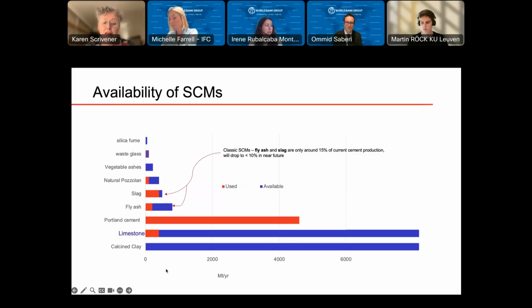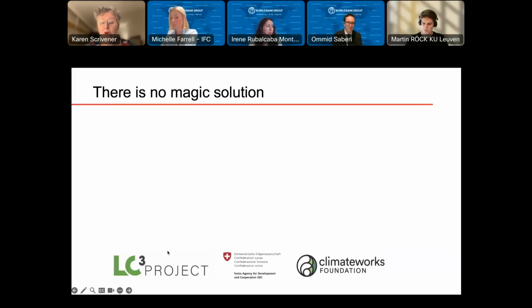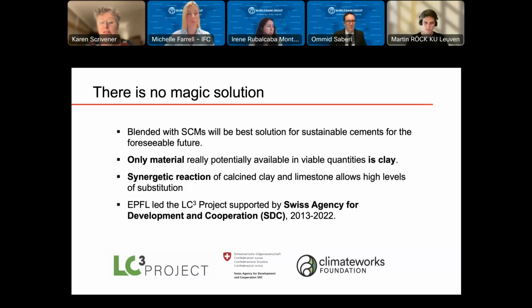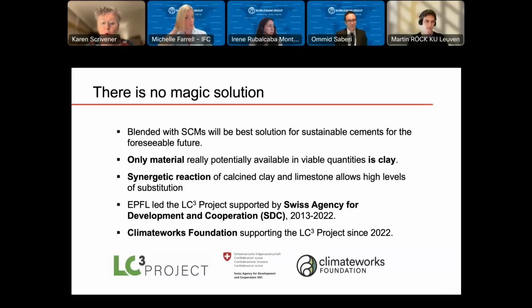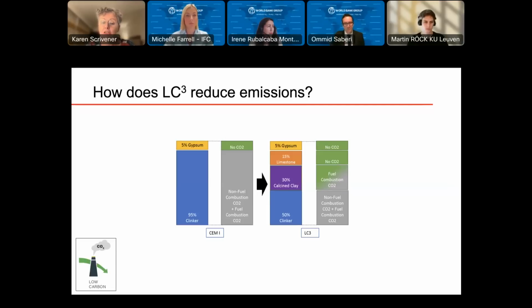If we take clays, which can be calcined, and we mix them with limestone, we can come up with this new cement, which we call LC3, which makes a coupled substitution together of calcined clay and limestone. And it's this LC3 which has the potential to reduce emissions by up to 40% compared to no additions at all. And how can it do this?